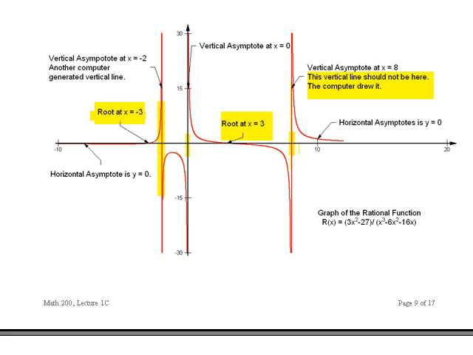Here are your horizontal asymptotes. If we extended this function out here, it would get closer and closer to the x-axis, closer and closer to the value y equals 0, but it wouldn't necessarily hit it. And here you can see the same thing over here. Okay, horizontal asymptotes are values of y. Y equals 0. Okay, here's this horizontal asymptote listed as y equals 0. The vertical asymptotes are x equals something. X equals 8, x equals 0, and x equals minus 2.